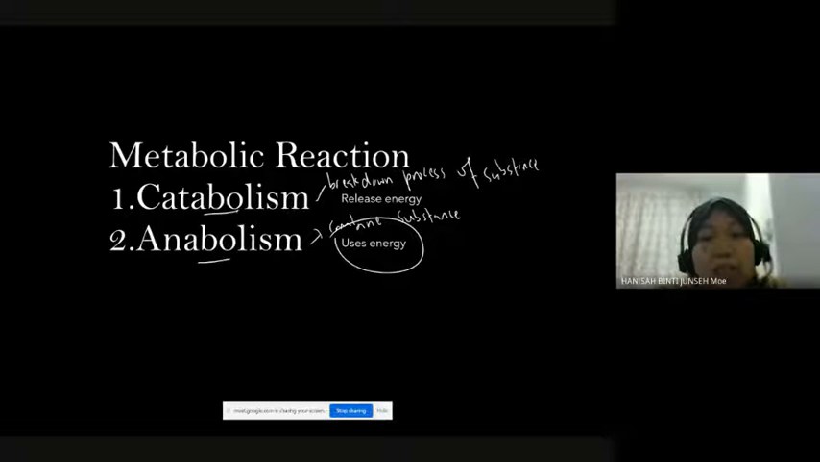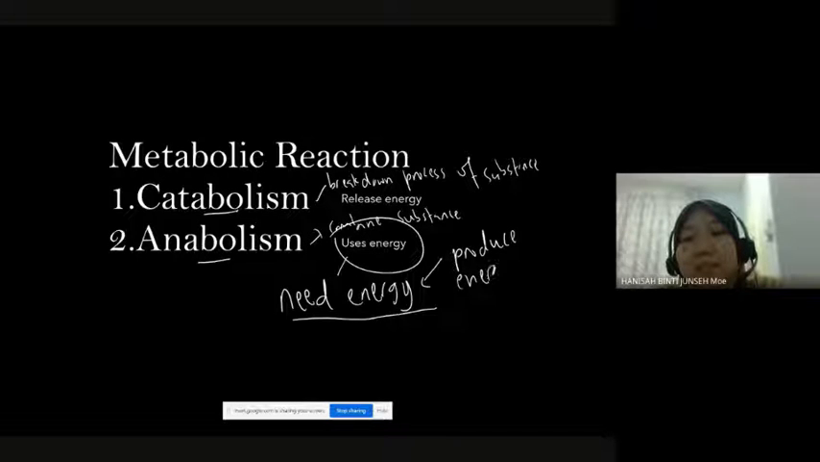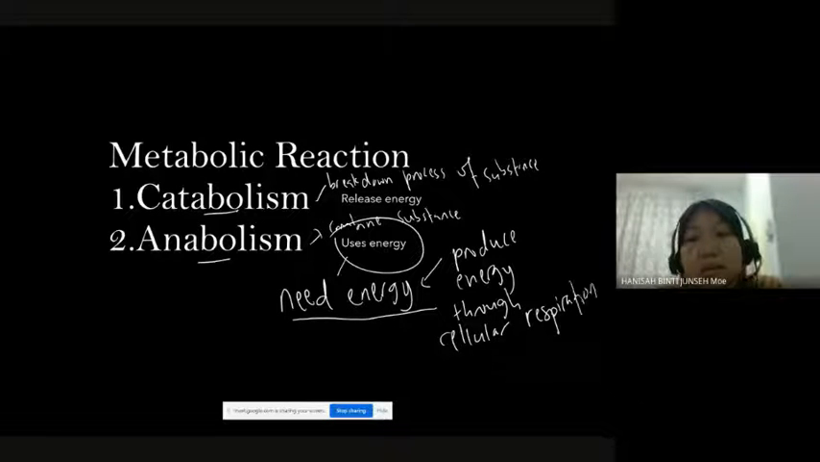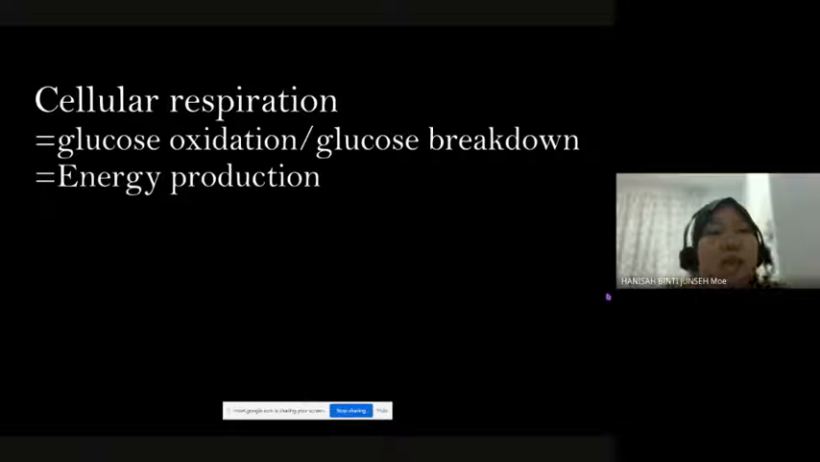So having said that, using energy means we need energy. So in order to get energy, we need to produce or synthesize energy. So how do we produce or synthesize energy? Through the process of cellular respiration. All right, cellular respiration. Okay. So now whenever I say cellular respiration, you need to understand we are talking about energy production. Okay. So why do we need energy?